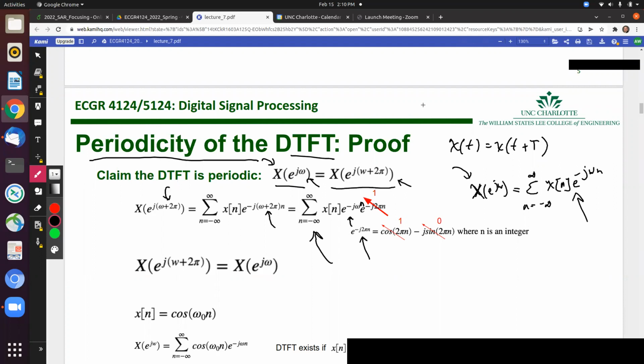So we've therefore proved that this function X of e to the j omega is 2 pi periodic. It repeats itself, surprisingly. And let me ask you this: does the Fourier transform repeat itself? Is the Fourier transform a periodic function? No. In general, the Fourier transform is not periodic.